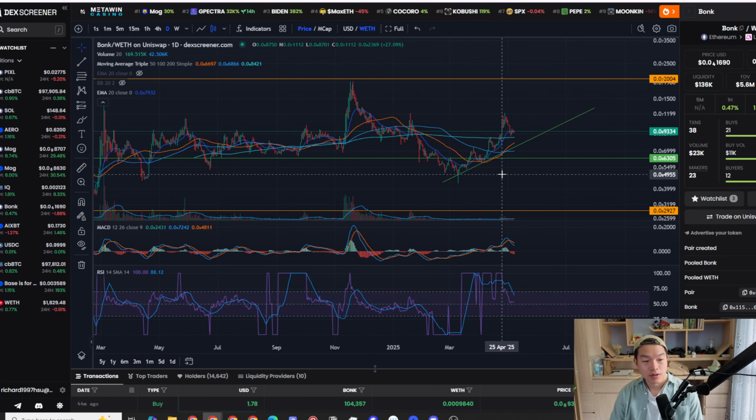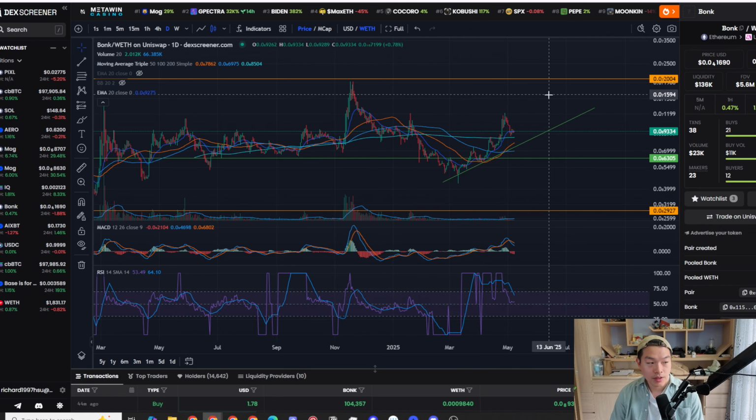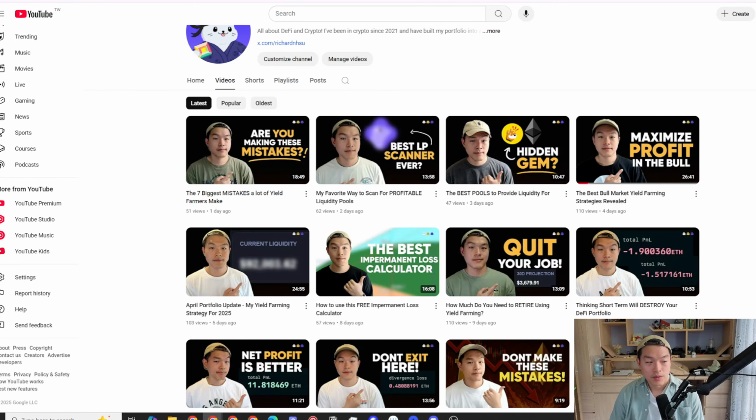And if you guys get good entries for crypto to crypto pairs, it's much easier to make profit and stay in profit because you're going to be in profit as long as it's trading above your entry. So I hope that makes sense, guys. A lot of people talk a lot about correlation, but I haven't seen many people talk about relative strength when it comes to yield farming.